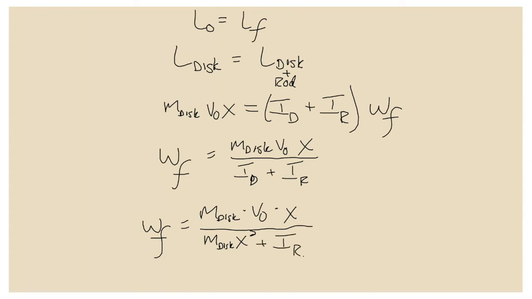And that's it. Notice, because the mass of the disk is in the numerator multiplied, but in the denominator multiplied by x squared and then being added to something else, you can't really make a nice, clean cancellation here. And so that's pretty much it.